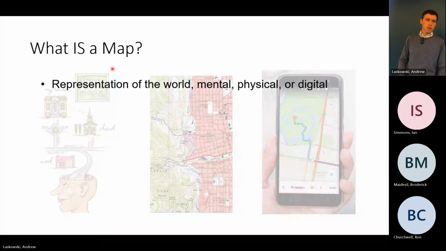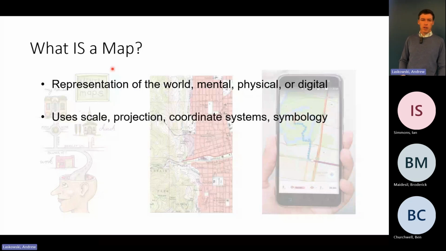So maps can be mental, physical, or digital. They use a scale, a projection, a coordinate system, and symbology to transform things, natural phenomena, things that occur on Earth or other planets, to a diagrammatic visualization of those features. And hopefully that visualization is very easy to read and intuitive for your audience. So that's really the field of cartography, right? What are the choices that we make in these four categories here, and how does that affect how our map looks and how it's perceived by the audience?